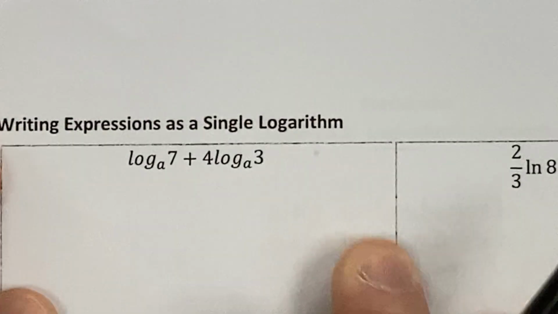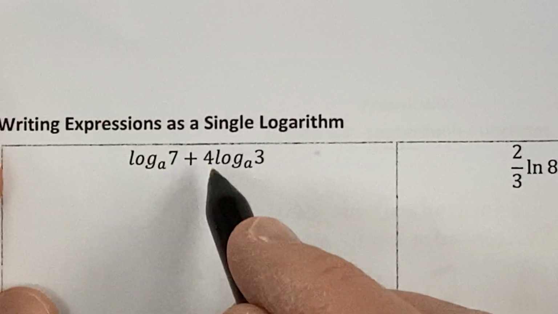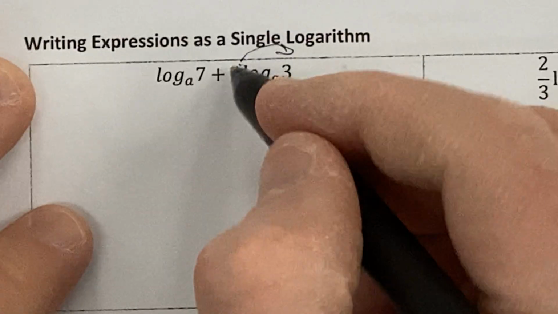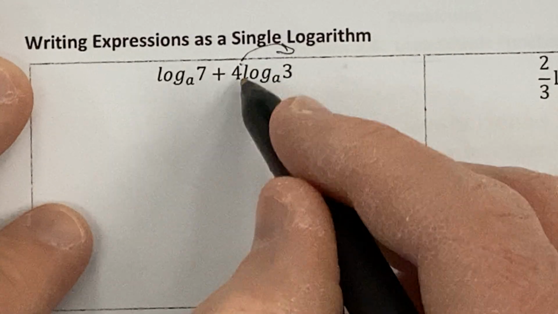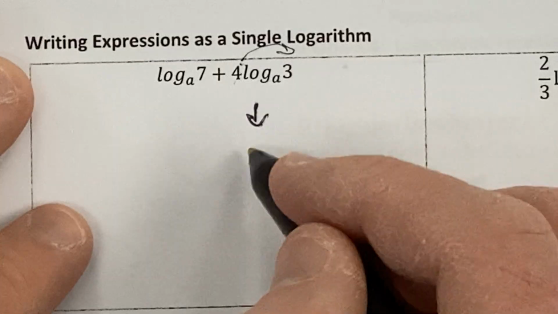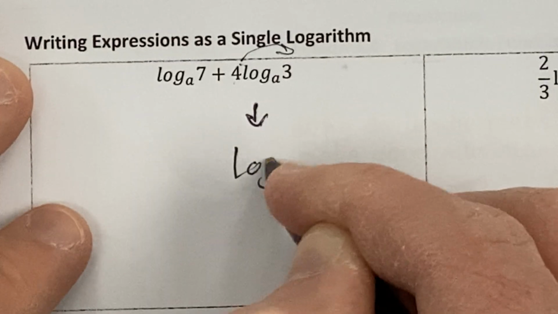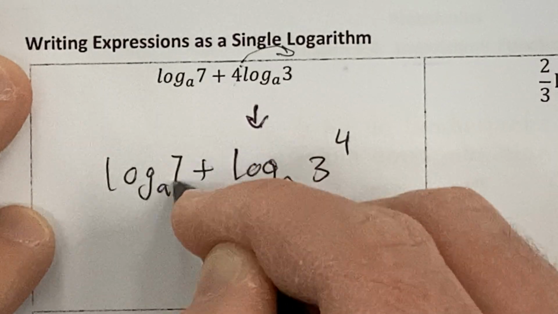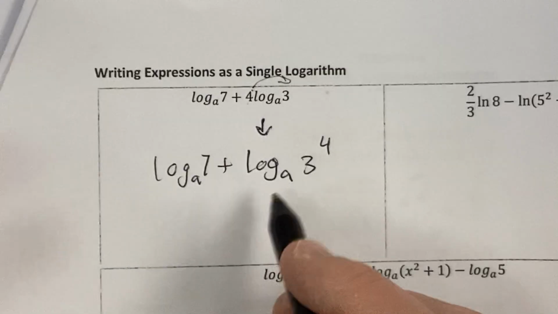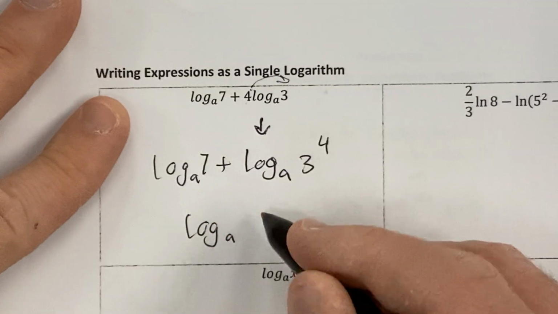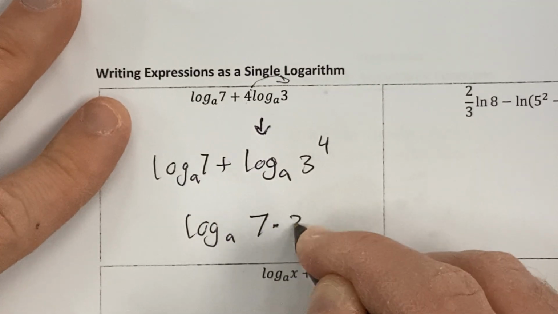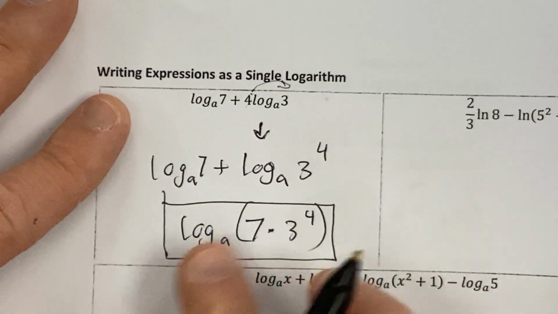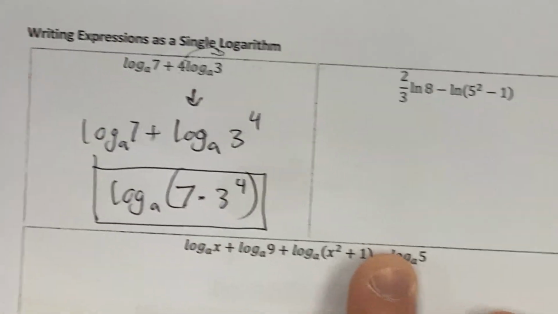This first one, though, I will point out, if there's ever a coefficient, it's good practice to put it as a power first and then combine them as a product. So in other words, using the product, put it back as a power rule, this becomes log base a of 3 to the 4th power. And then, since this is a sum, writing this as a single log base a of 7 times 3 to the 4th. And yes, you can just compute what that number is, but that's not the point of this exercise. So just leave it like that.